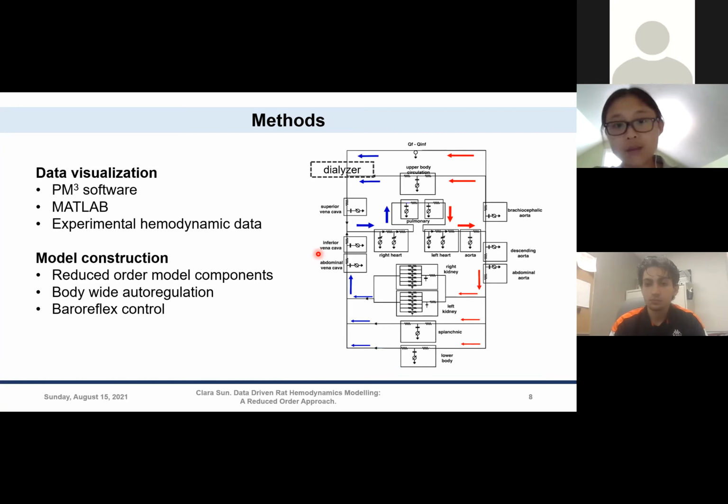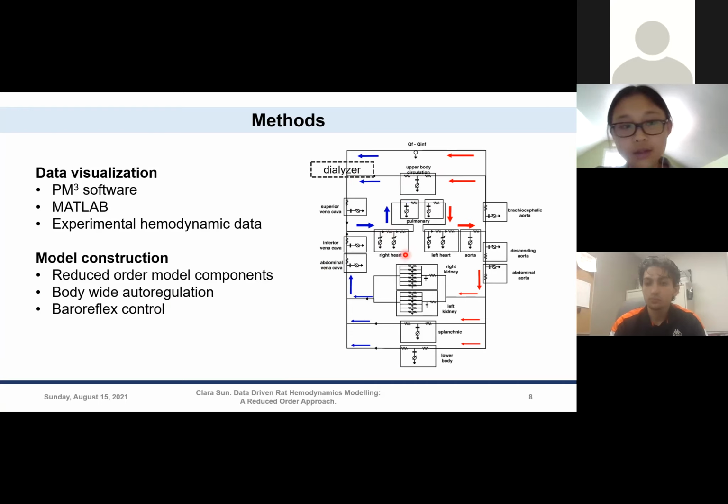A composite rat model was developed that consists of a whole body circulation model with body-wide autoregulation and baroreflex control. The model itself is coupled to a virtual dialyzer unit. And the image on the right shows a schematic of the systemic circulation model with arrows representing the direction of blood flow in the arteries, shown in red, and veins in blue. The location of the peripheral dialyzer is also shown.